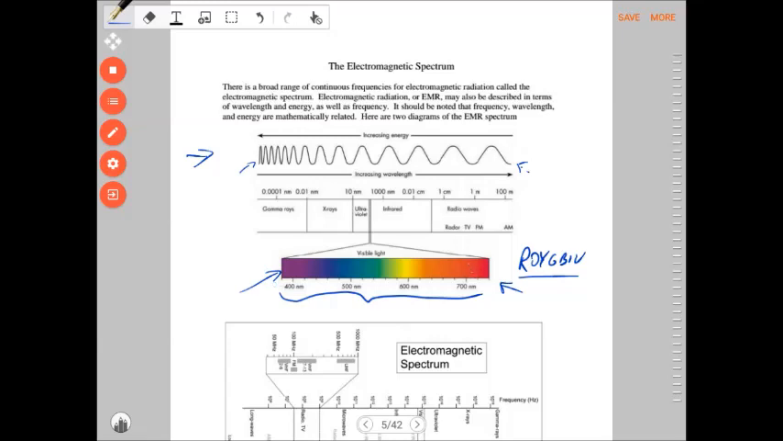Now, if you have a look, there's all these other parts of the EMR spectrum. The highest ones are gamma rays, then X-rays, then ultraviolet, then we have our visible light, and so ultraviolet bleeds into violet, and then we go down to red light, and then we have infrared. So remember, infrared is kind of like heat.